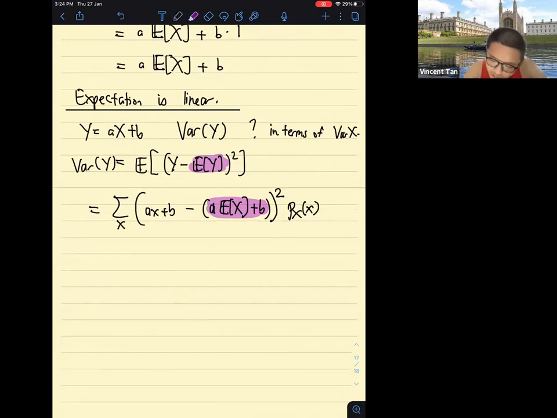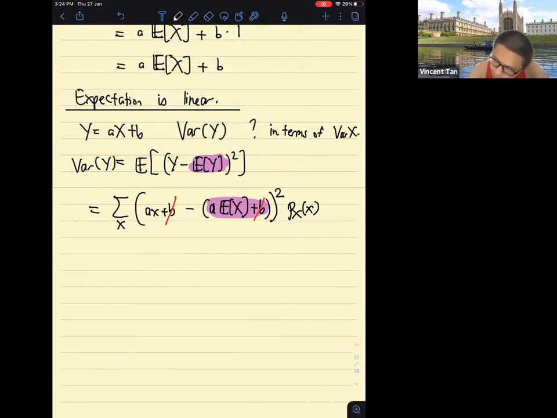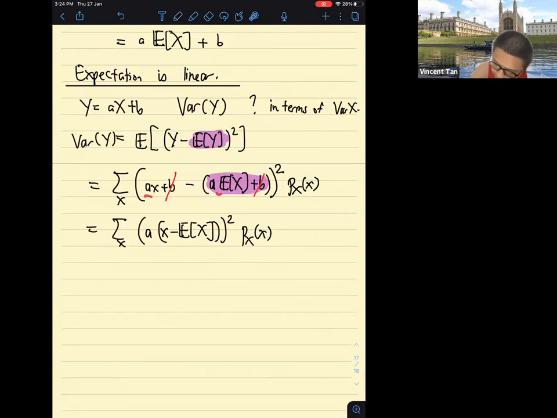Right, so now we see that this b here can cancel. The final result does not depend on the shift at all. You can also imagine that the variance is like spread, right? So if you shift the whole thing to the right-hand side, there's no change to the spread. So what do we have here? Doing this slowly, we have a times (x minus the expectation value of x), all squared, times p_X of x. Basically, I'm factoring out the a here, keeping this thing here.